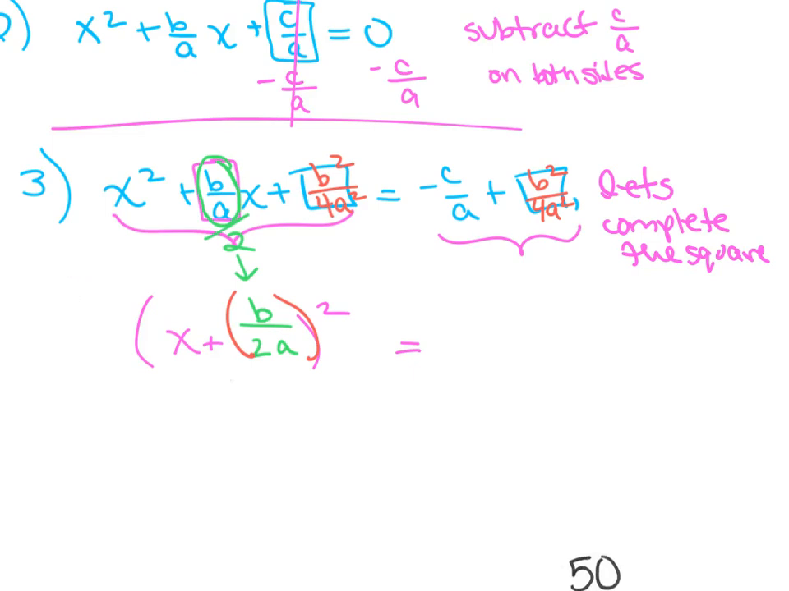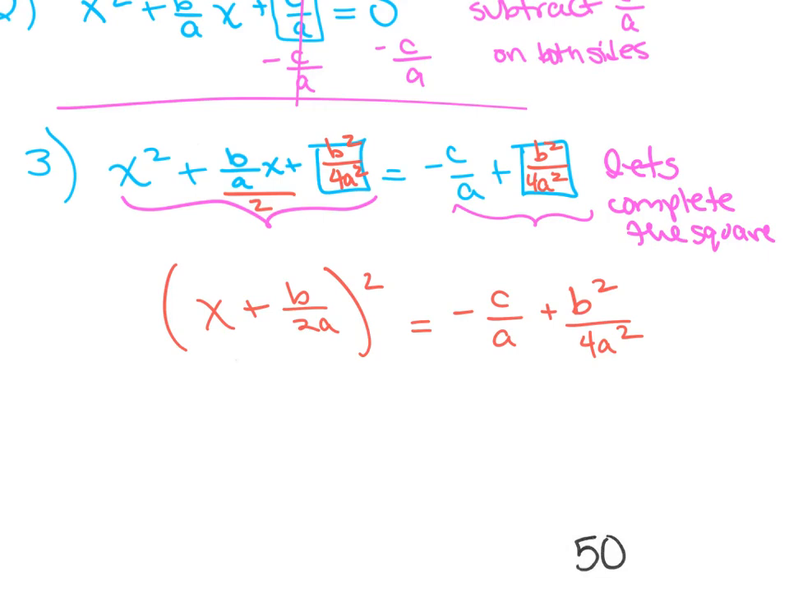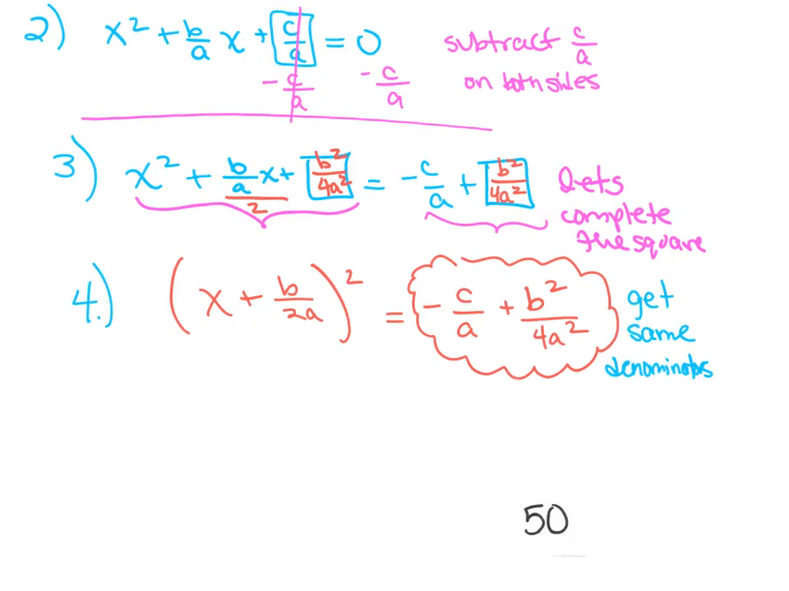All right, so let's just clean up what we have here. This is what we were left with. Again, we completed the square. Now, if I want to combine what's on the right-hand side, we want to get like denominators. That's going to be our fourth step. Get like denominators. If I want these denominators to be the same, let's see. Negative c over a has denominator a, and b squared over 4a squared has denominator 4a squared. So the first denominator is missing a 4a. So let's multiply the top and the bottom by 4a.